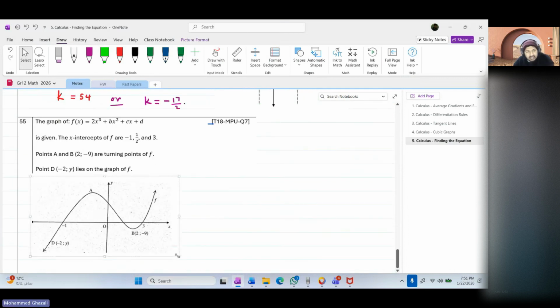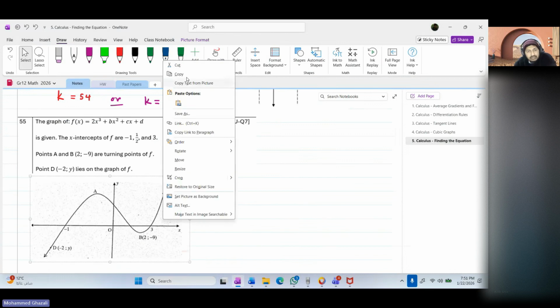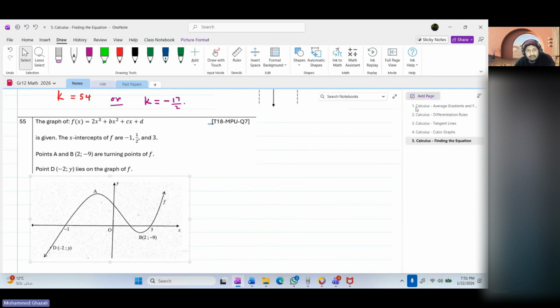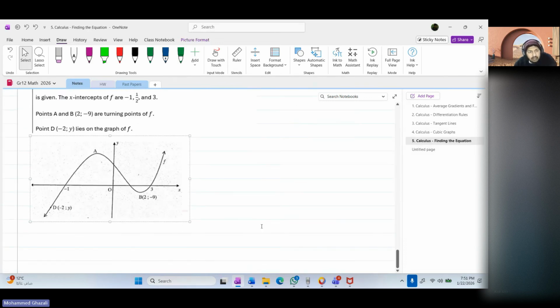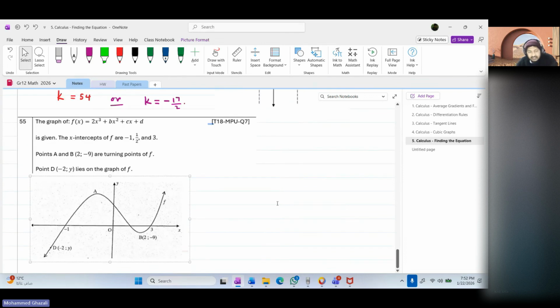Right, so let's read the story and then see what we need. Let me copy this into the next page. I keep on copying the graphs multiple times. Now, the graph of f of x: you can clearly see there are 3 unknowns here, B, C, D, but luckily the value of A was given. The x-intercepts of f are -1, half, and 3. Points A and B are the turning points of f. A is a turning point, but luckily the B turning point is given, which is great.